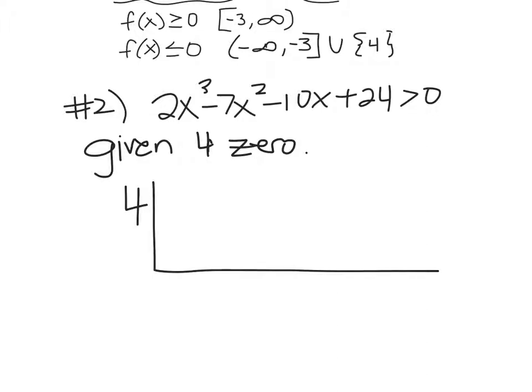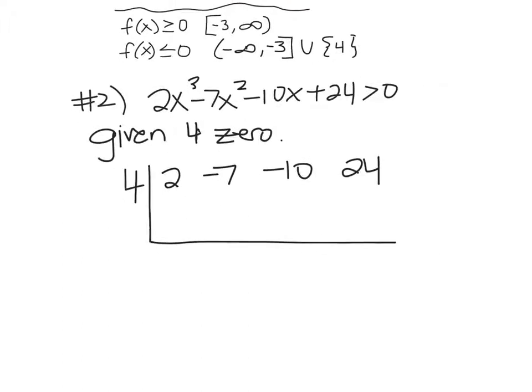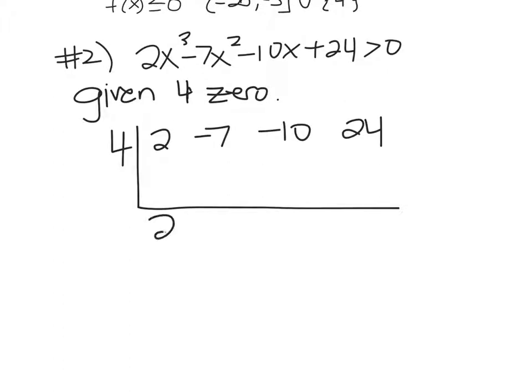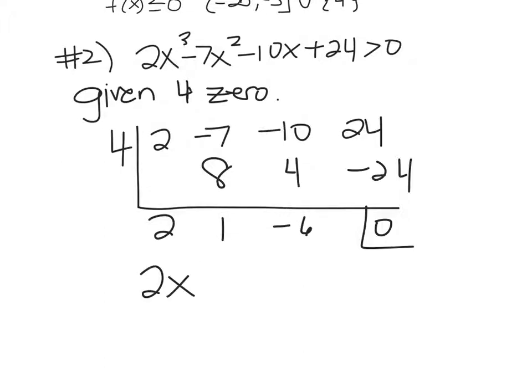Nice. All right, here we go. We've got 2, -7, -10, 24. I'm expecting 0 at the end, are you? Yes. All right, bring down the 2. 2 times 4 is 8. Add it up, you get 1, 4, -6, -24, and 0. Yay. All right, so what I end up with is a quadratic. It's 2x squared plus x minus 6.